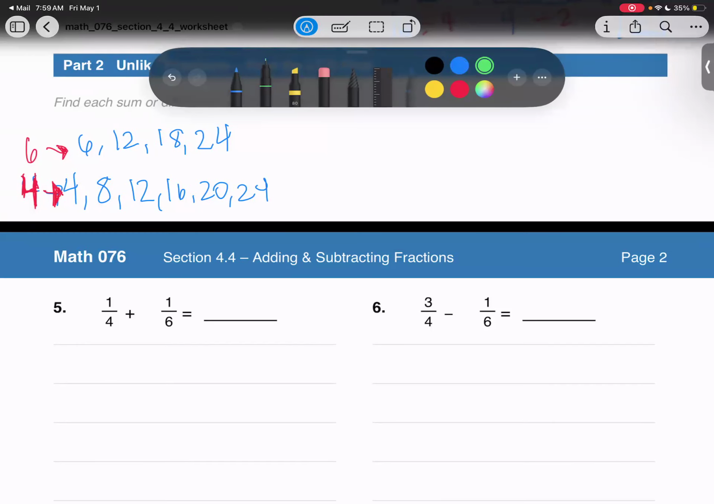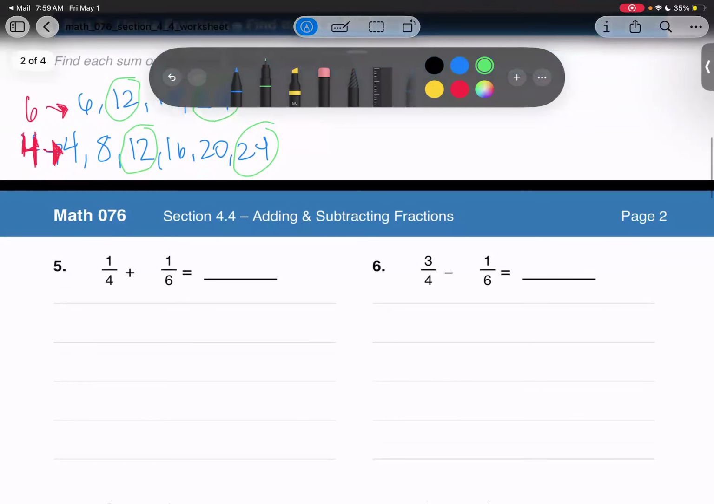So if I look at my list, let's see what things I have in common. It's 12, 12, 24, 24. So I'm looking for the least common multiple. So I'm going to pick 12 because it's the smallest. If you pick 24, it'll be okay too. But we're going to go with 12.